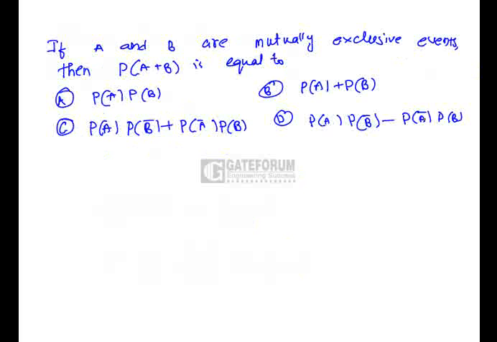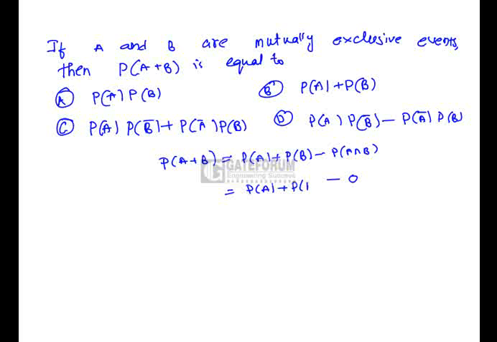It is given that A and B are mutually exclusive events, and we have to find probability of A plus B, that is nothing but probability of A union B. Now we know that probability of A plus B is nothing but P of A plus P of B minus P of A intersection B. Now as A and B are mutually exclusive, this intersection will always be 0. So the required answer is P of A plus P of B, which is nothing but option B.